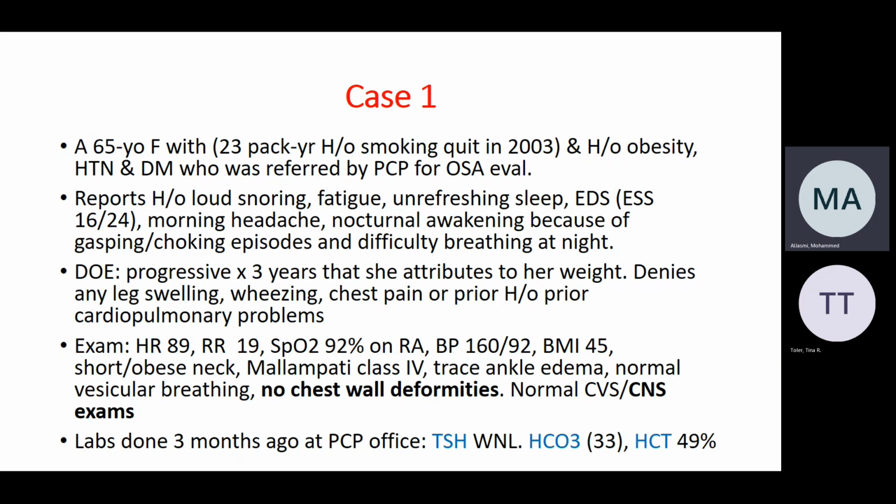Labs from 3 months ago done at her PCP office. TSH was within normal limits, and her bicarb was 33, and her hematocrit 49.